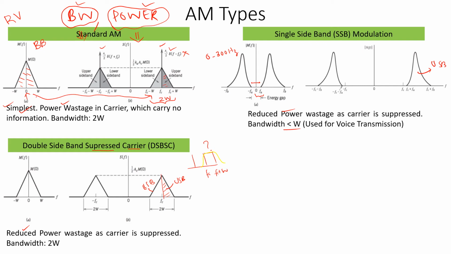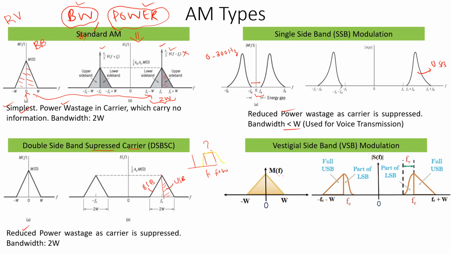In that case, we can't use a practical bandpass filter. If you use a practical bandpass filter, the content near DC will be attenuated, and that will lead to information loss. So we can't do that. For that, we have another option called vestigial sideband modulation or VSB modulation.